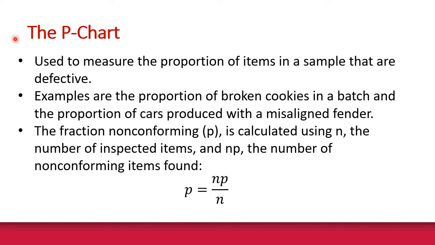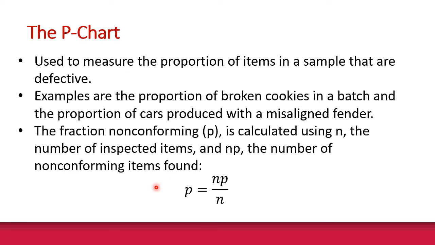So first, let's talk about the P chart. This is probably the most widely used chart for attributes. It's used to measure the proportion of items in a sample that are defective. Examples are the proportion of broken cookies in a batch, or the proportion of cars produced with a misaligned fender. In order to use the P chart, we have to calculate what's known as the fraction non-conforming, given by the symbol P. This is calculated using N, the number of inspected items, and NP, the number of non-conforming items found.